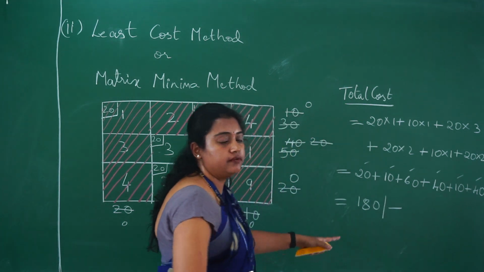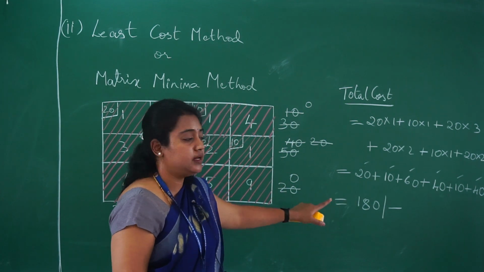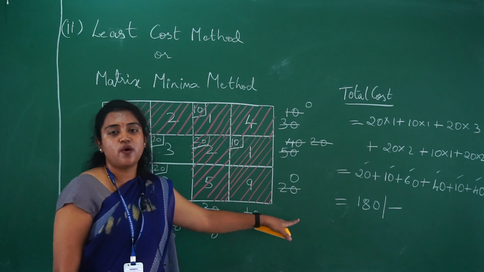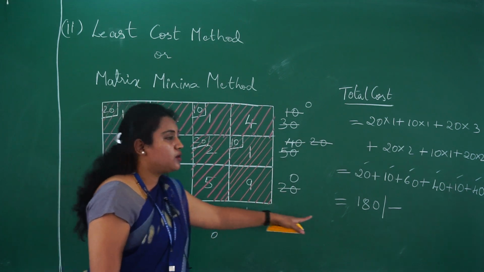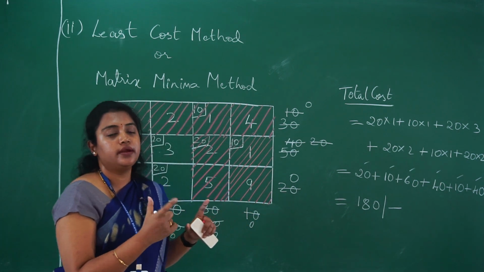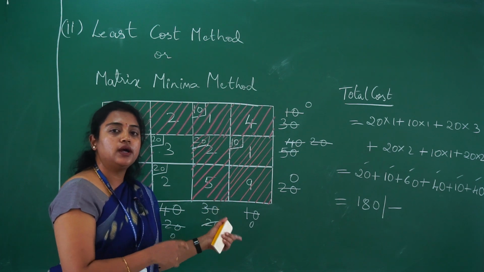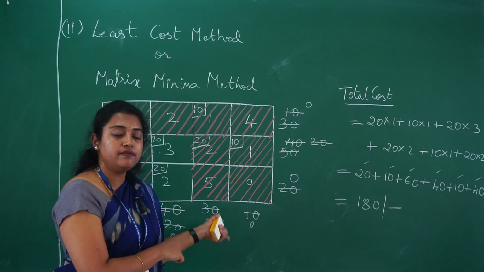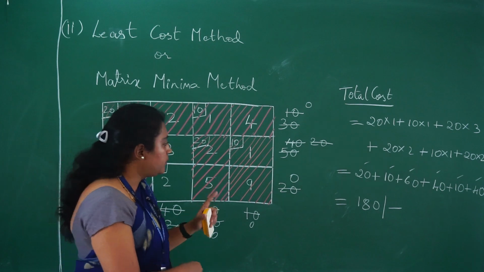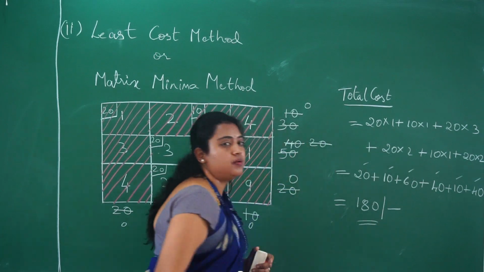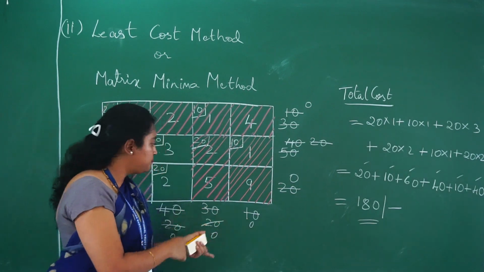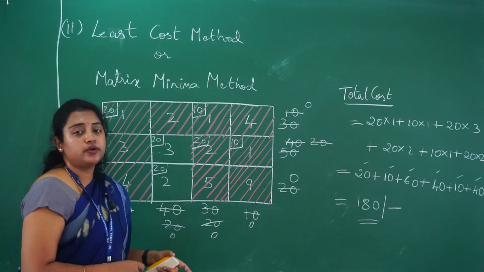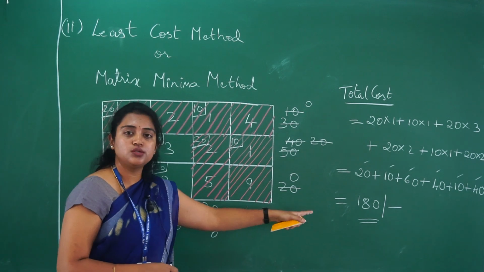So when we did the same problem in NWC, the total cost was 310. Now the total cost is 180. When you compare NWC and the least cost method, we conclude that this is the more efficient one, because it has taken a very minimum cost to travel with the same data that was given. So it is 180.